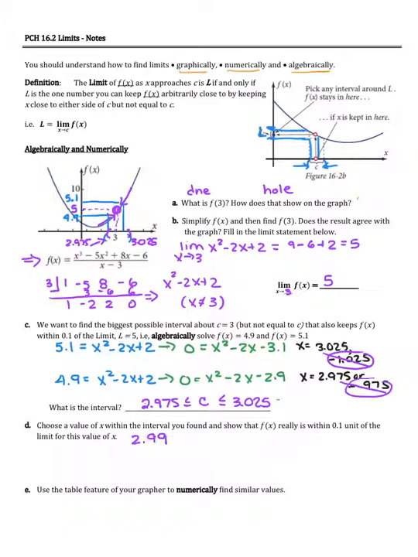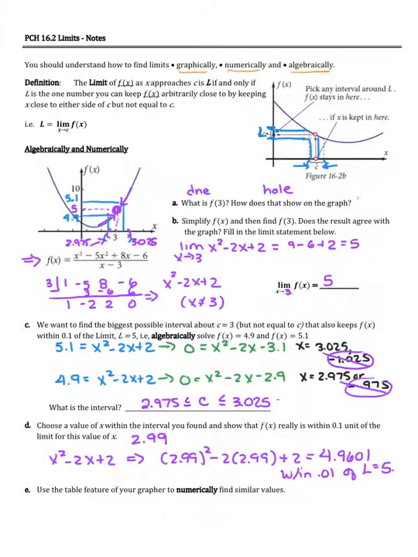You cannot actually choose 3. We have to choose something, anything other. So if I choose 2.99 and test it, I'm going to plug it into my x squared minus 2x plus 2. That gives me 2.99 squared minus 2 times 2.99 plus 2, which gives me 4.9601, and that is within 0.01 of my limit, which equals 5.